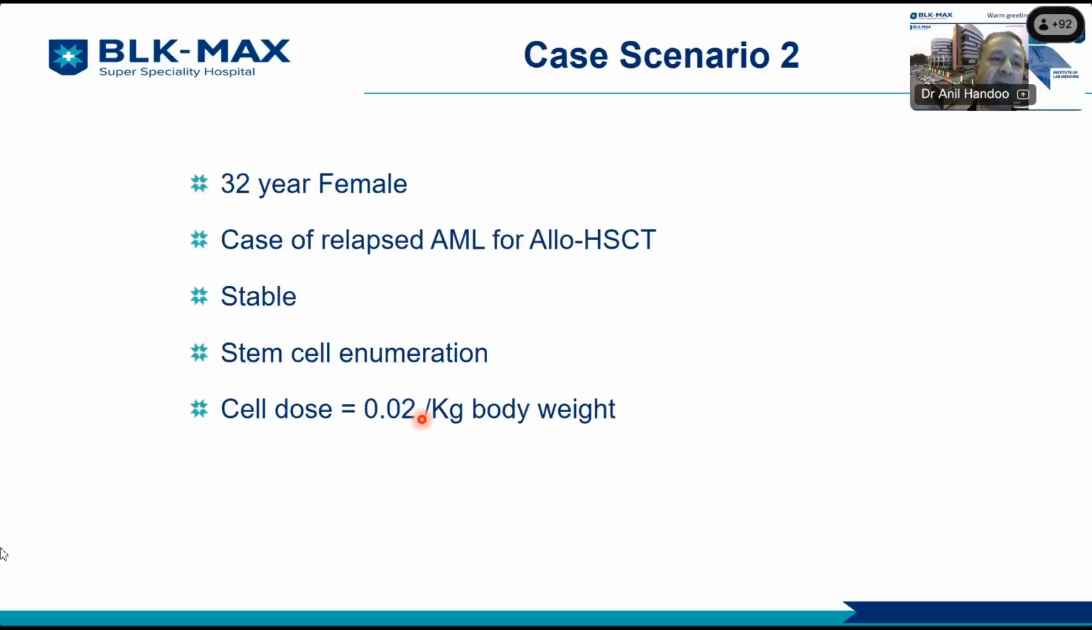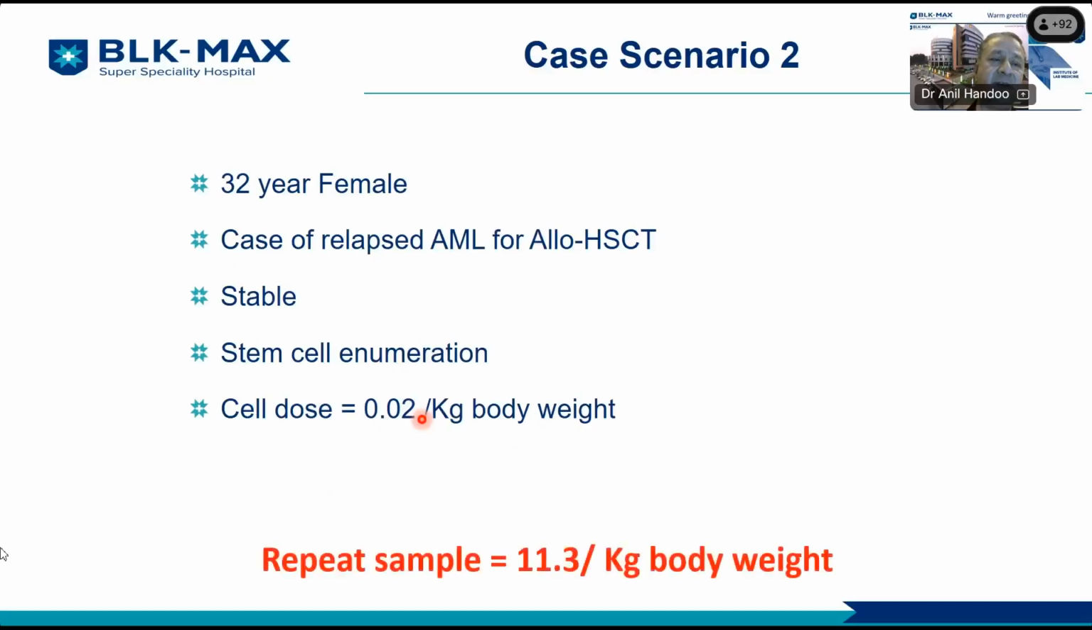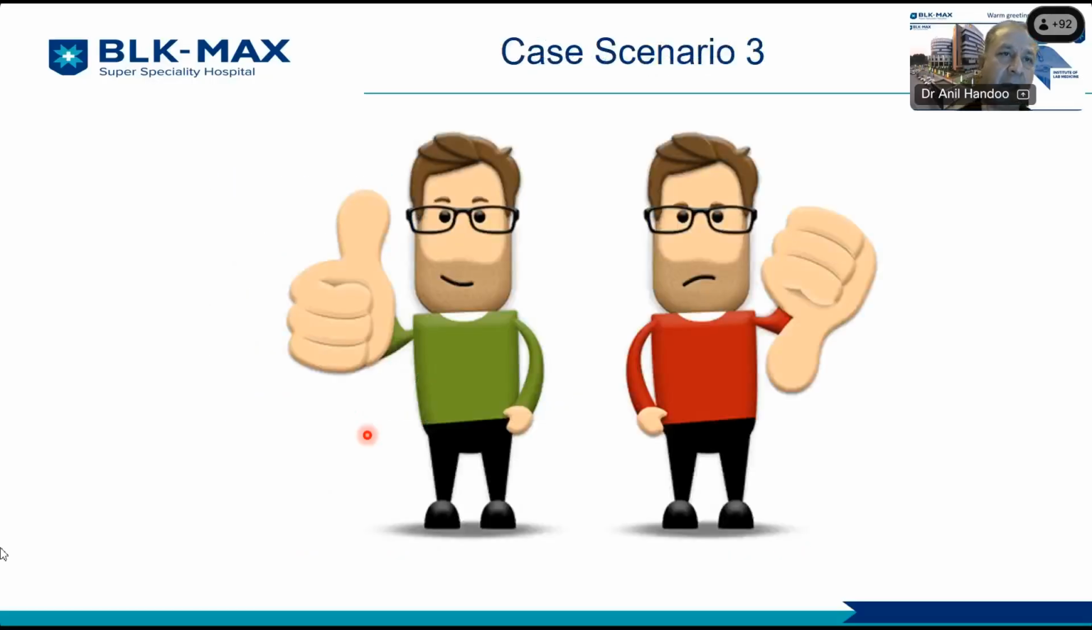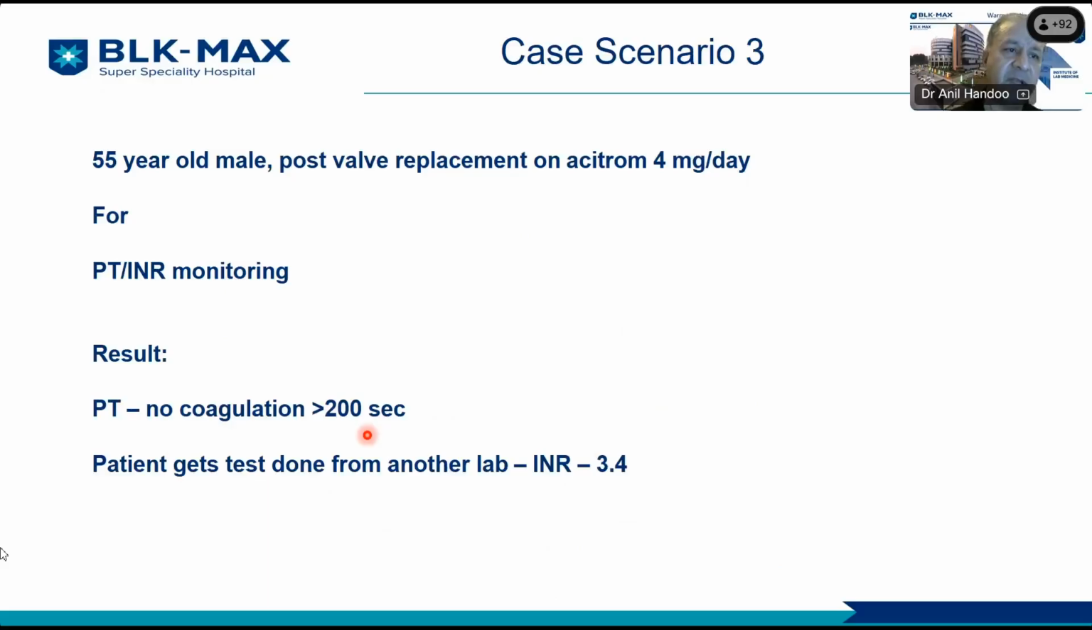So after this, what happened is we took a fresh sample, mixed the bag thoroughly, and took a fresh sample from the bag. And when we ran the repeat sample, the value came out to be 11.3 per kilogram body weight, which was well within the required limits for this case to be transplanted. So obviously there was something wrong with the sample which had been taken across here and given to us for doing the testing.